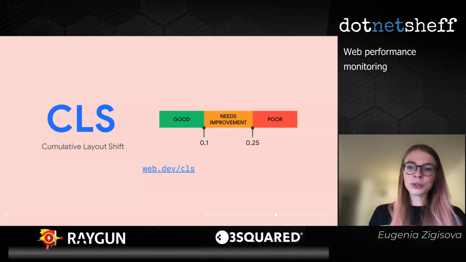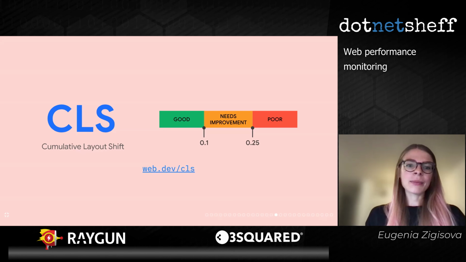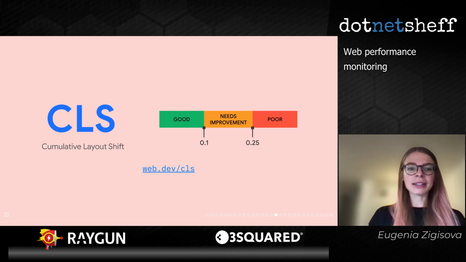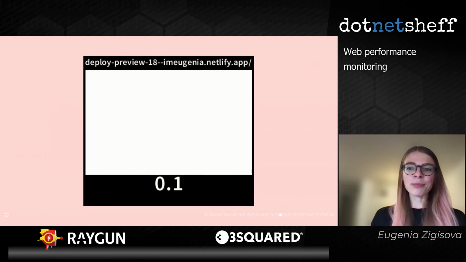And Cumulative Layout Shift is a metric which is not directly connected with timing. However, it shows the loading process from the visual point of view. It shows how often the user will see unexpected layout shift during the page loading. And here is an example.